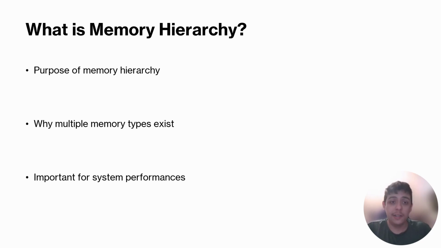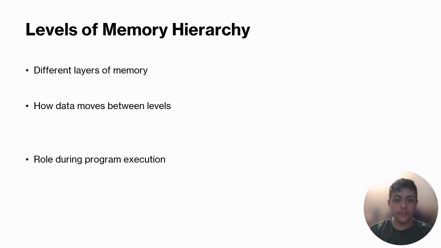So this design allows computers to keep frequently used data close to the CPU while still maintaining the large storage capacity for the programs and the files. By organizing memory in layers, the system can run programs efficiently without slowing down when large amounts of data are involved. Alright, so now we have the levels of the memory hierarchy.